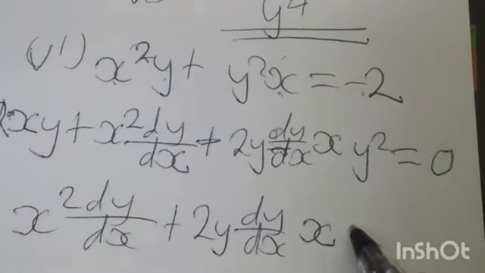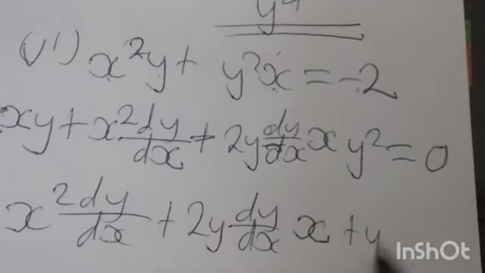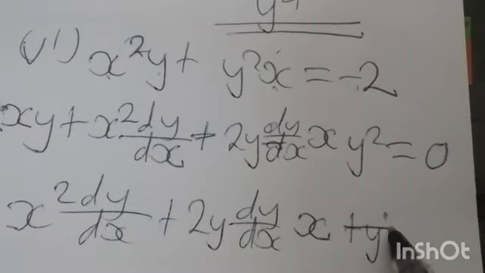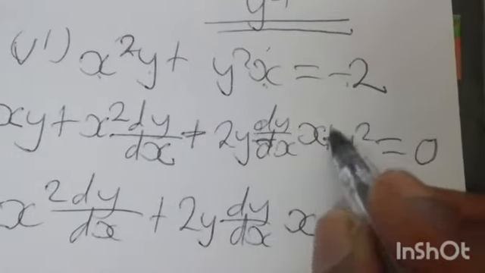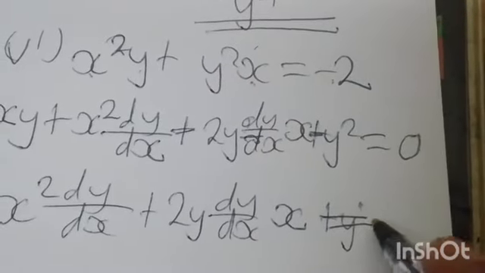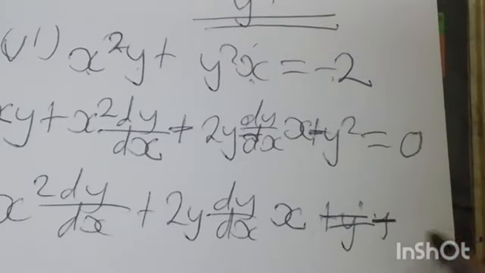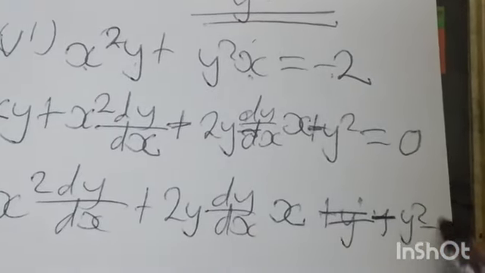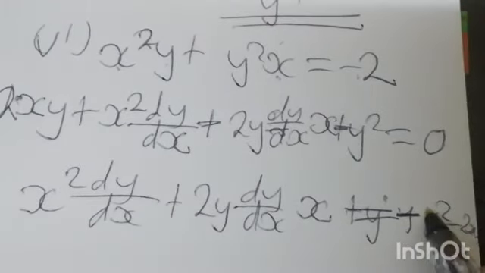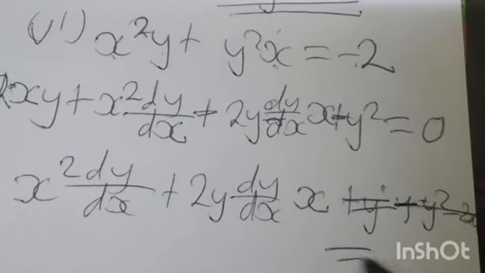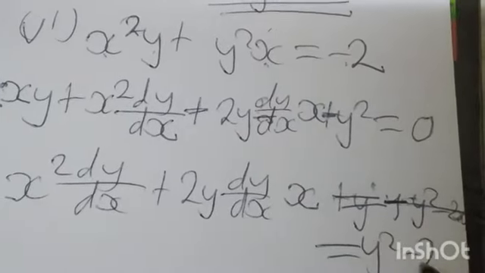Then you also have this, which should be plus y squared. So it's just equal to, you have y squared here plus y squared is equal to, you have a negative here, y squared minus 2xy. So it is equal to y squared minus 2xy.